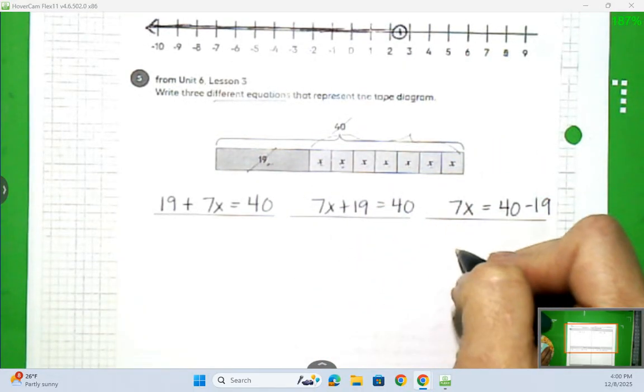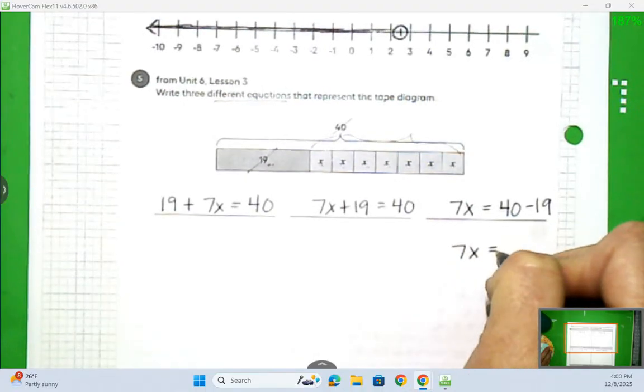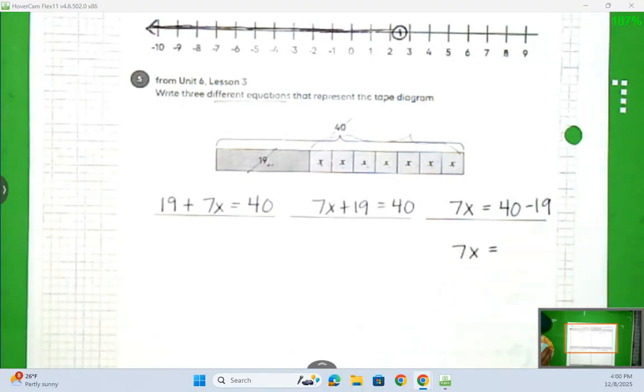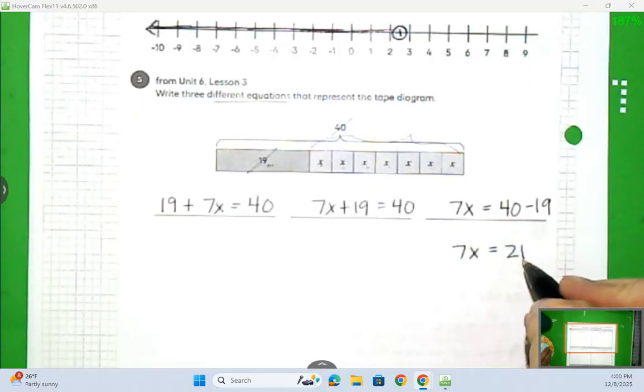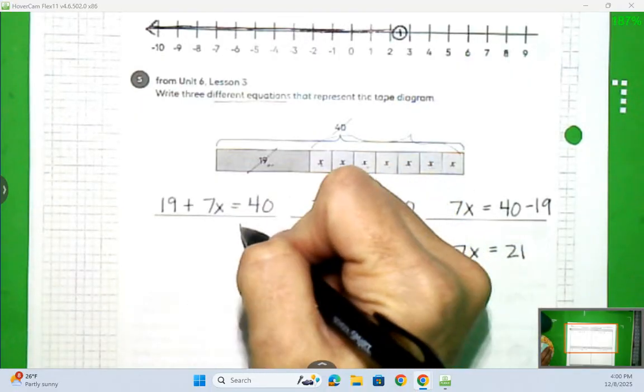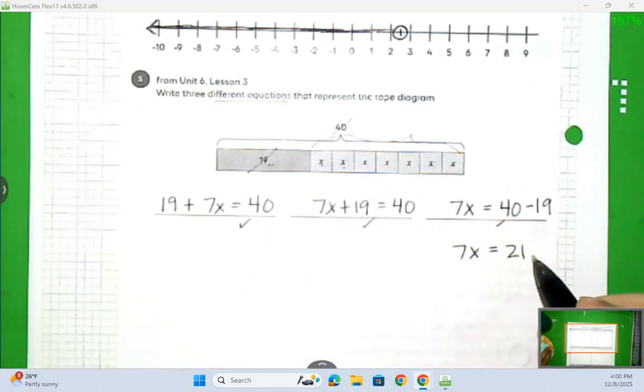which if you wanted to work it out, you could also say 7x is equal to, and 40 minus 19 is 21. So you could also have this other option here. But they only asked for 3. But if you wanted, these two would also work.